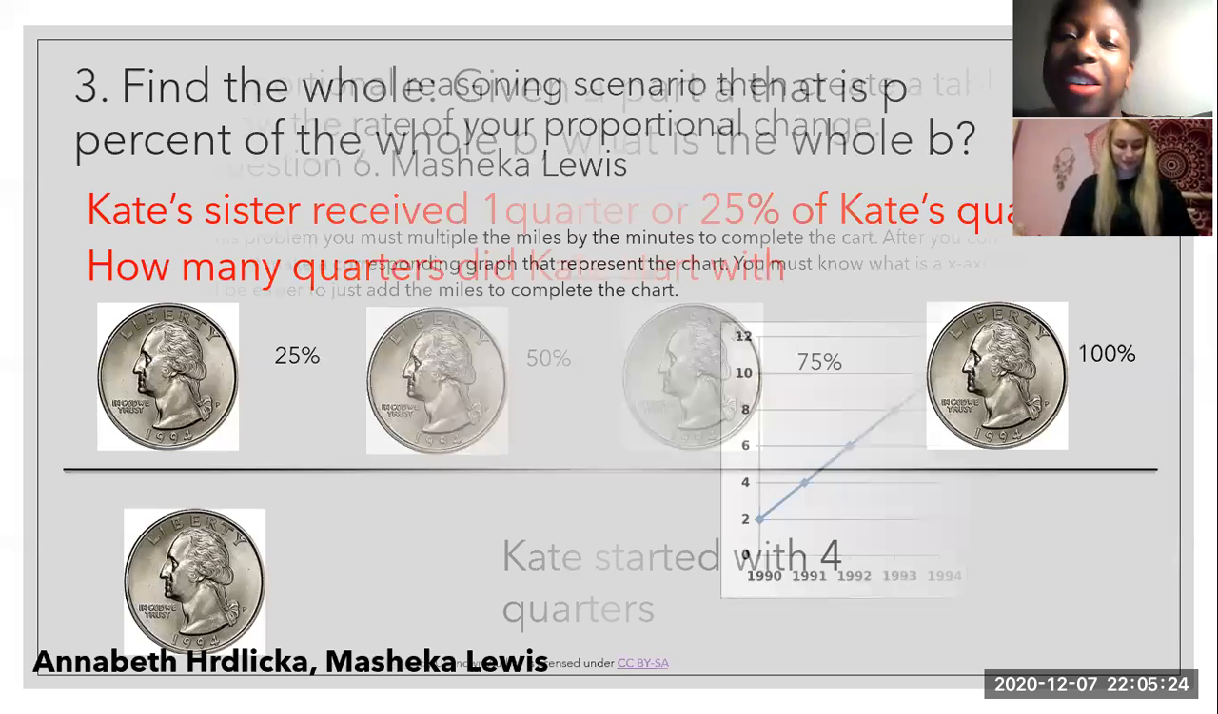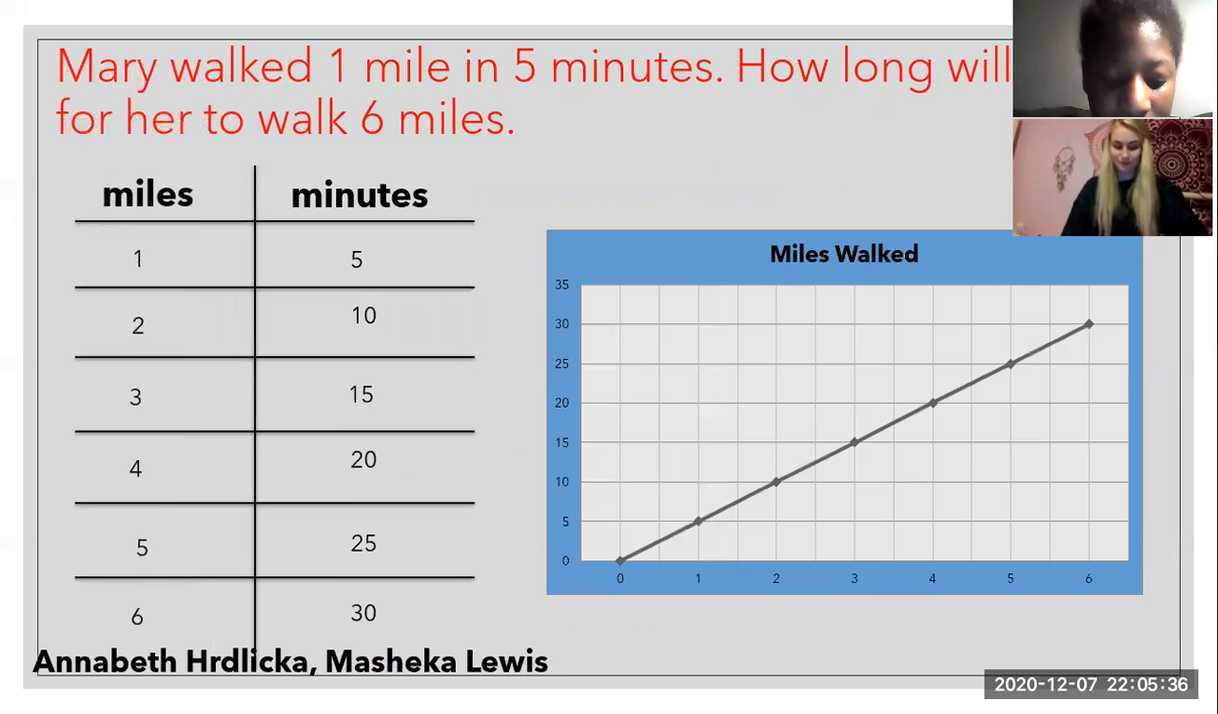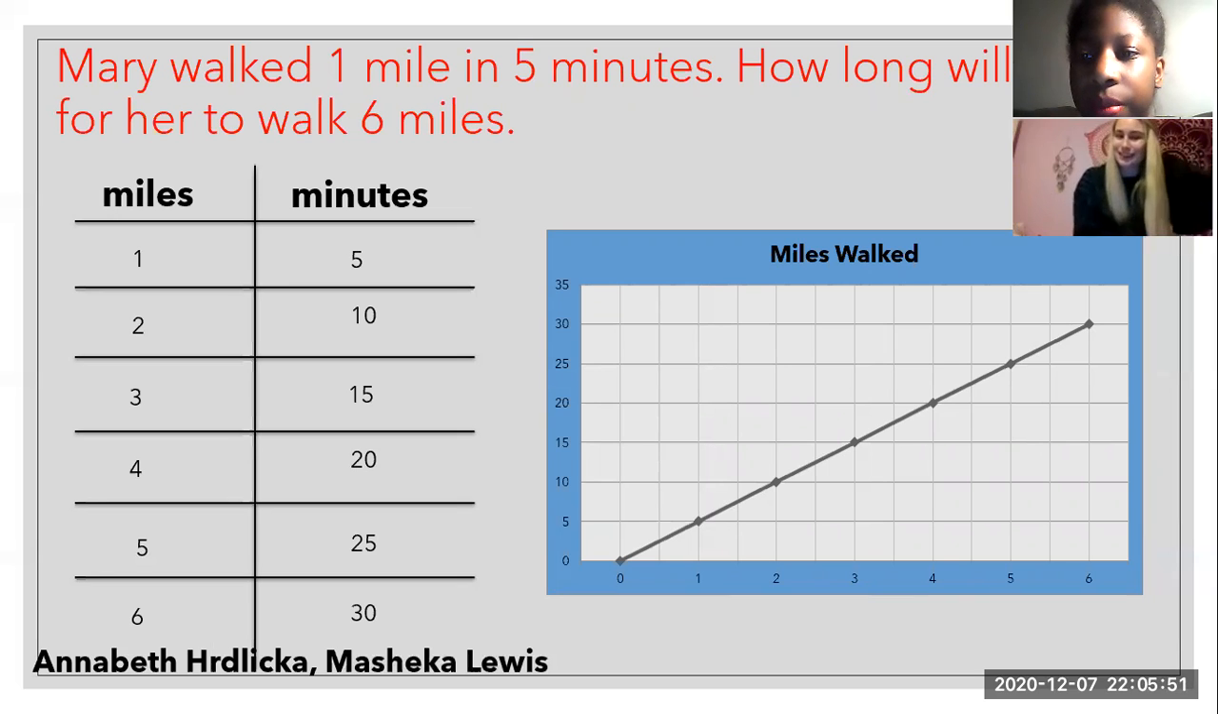Question. So for this one we have to make a chart and then have a graph to represent the chart. My question for you is, to fill in the chart easier, will it be easier to multiply the number of minutes by miles, or will it be easier to just add? What was the question exactly? Can you repeat it? Sorry. To fill in the chart, will it be easier to multiply the number by the miles, and will it work for all the other problems like this?